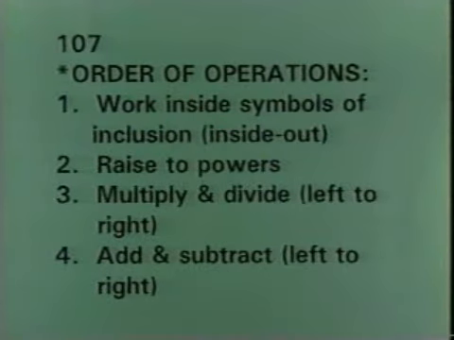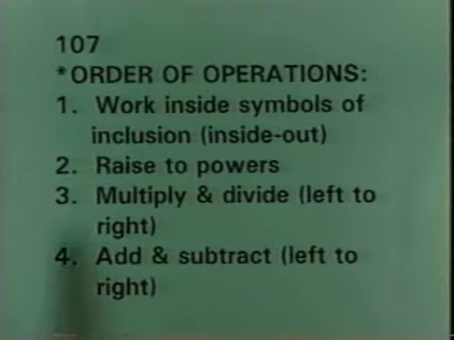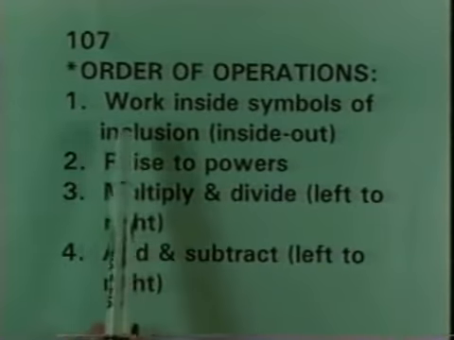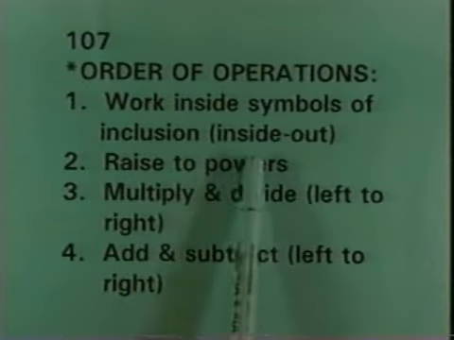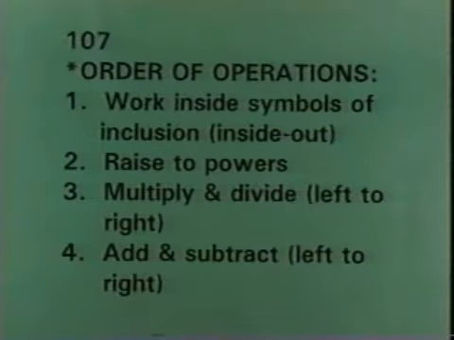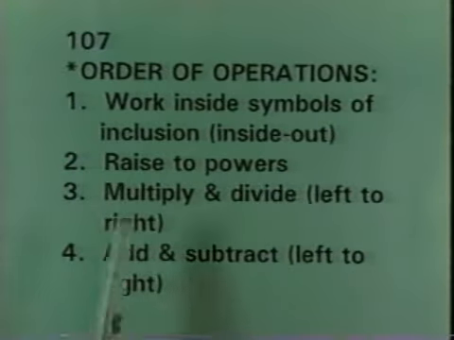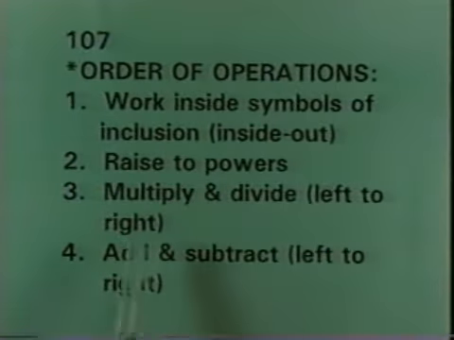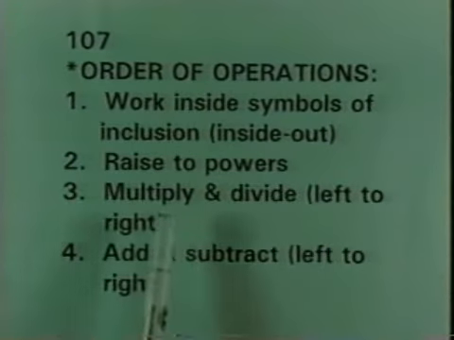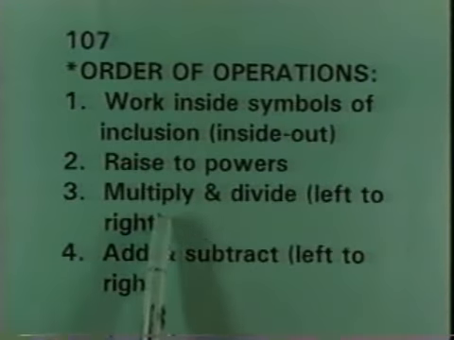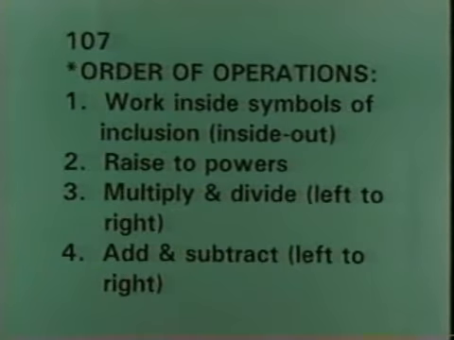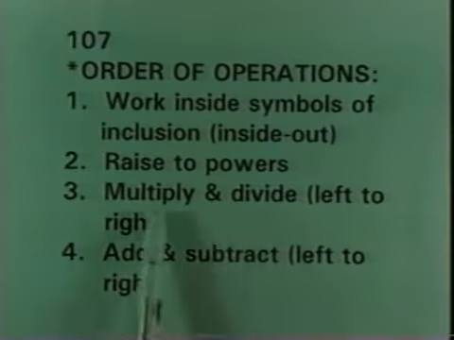If you do not remember the order of operations, be sure to write the order down and memorize it. For the order of operations, you want to work inside symbols of inclusion. And if you have more than one symbol of inclusion, you work inside out. Then you raise to powers. In step 3, you multiply and divide, and you work left to right. Now, multiplication and division are considered to be equal in the order of power.